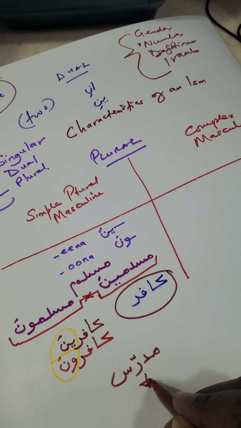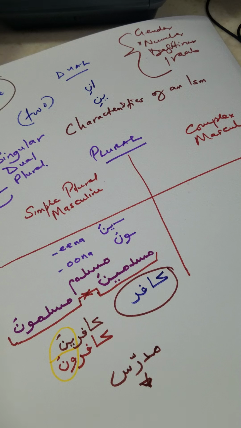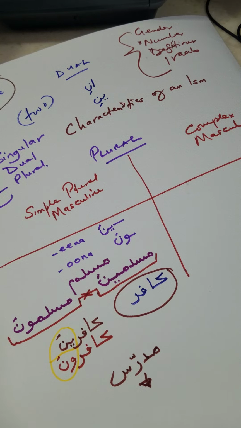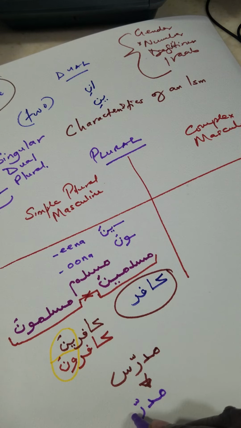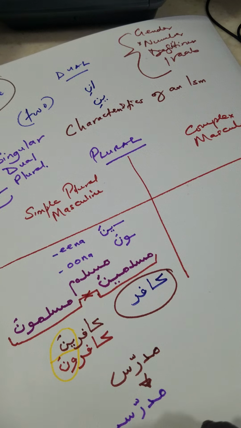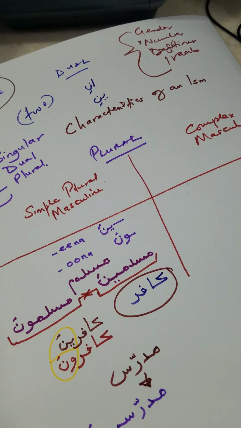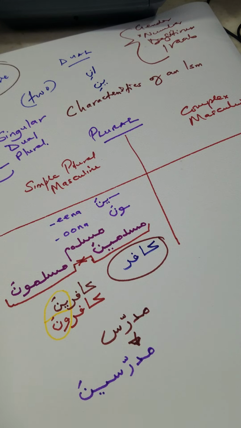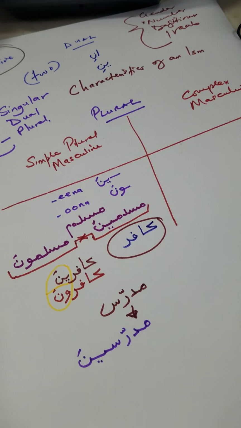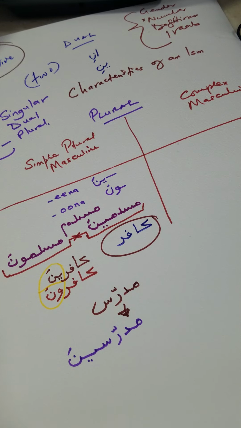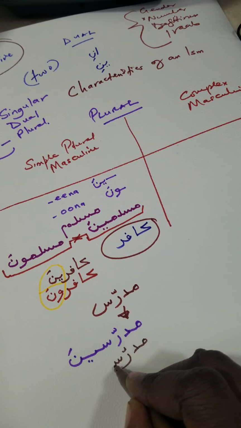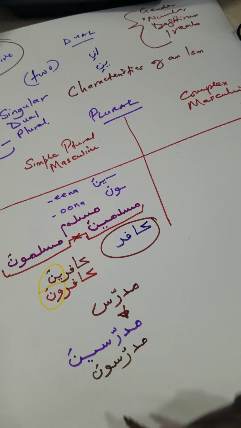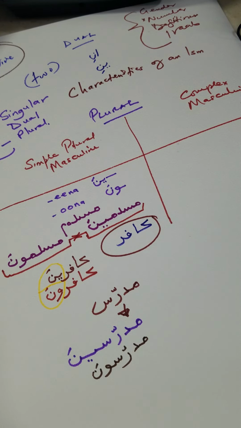So in this same format, we shall get a word like mudarrisina, or mudarrisuna. Pretty easy.